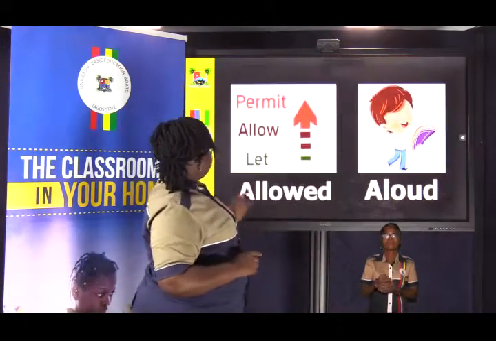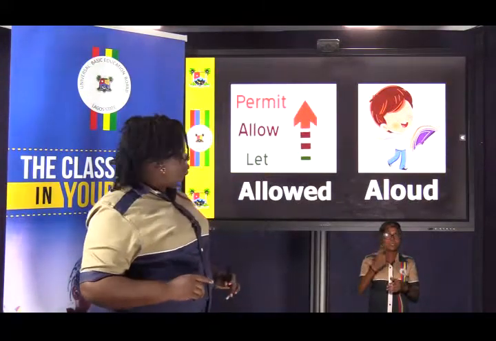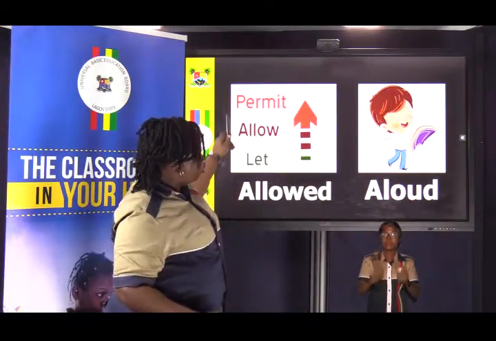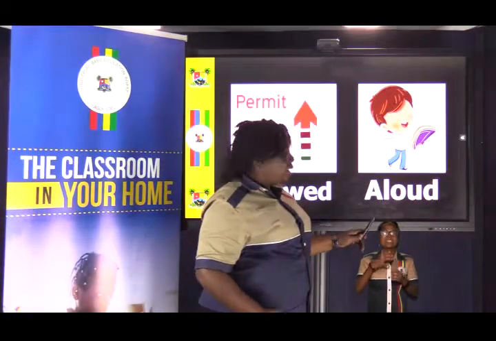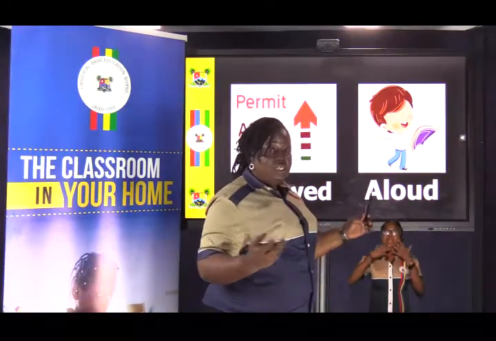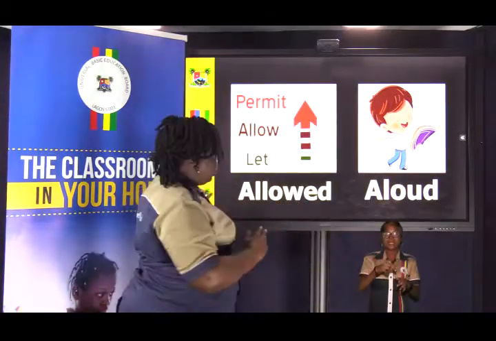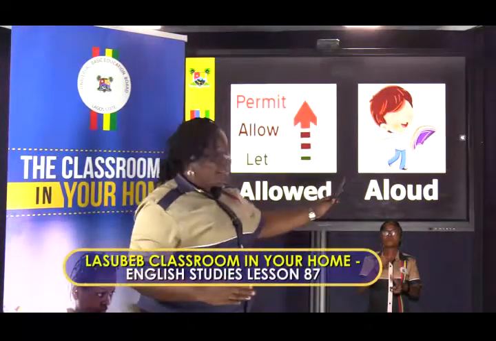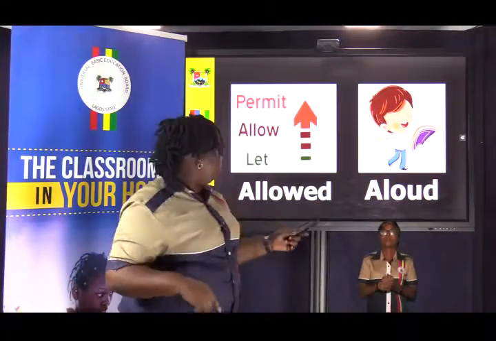Let's move on. Now look at this picture. Allowed, A-L-L-O-W-E-D, means to let somebody do something or to permit someone to do something. Look at this boy. He's singing aloud with a loud voice. He's being heard from afar. So I think by now you know the meaning and the difference between the first word, allowed, and the second one. They have different spellings, different meanings, but the same sound.